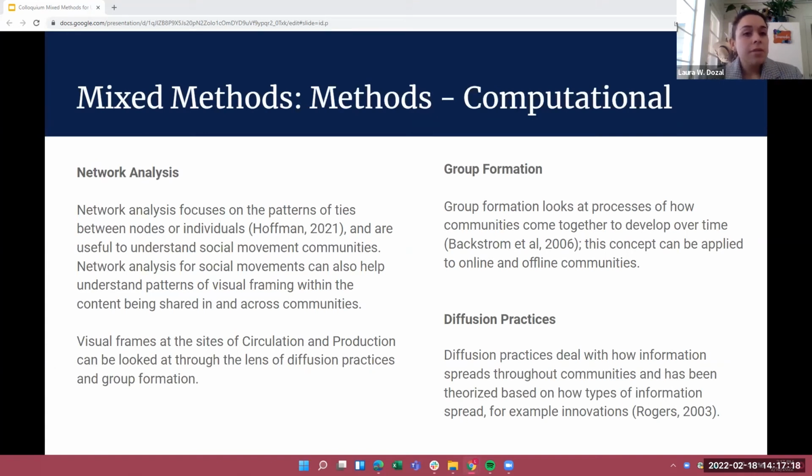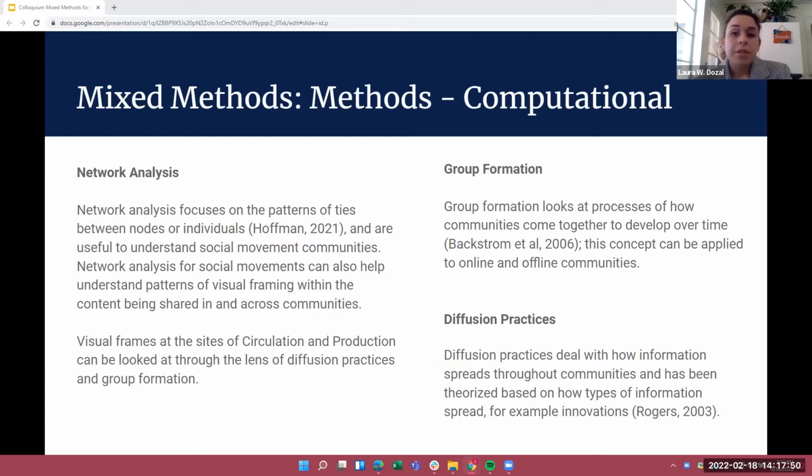So network analysis focuses on the patterns of ties between nodes or individuals, and is useful to understand social movement communities, which can help understand the patterns of visual framing within the content being shared across these communities. In this particular setup, visual frames at the site of circulation and production can be looked at through the lens of diffusion practices and group formation, which are concepts in network analysis.